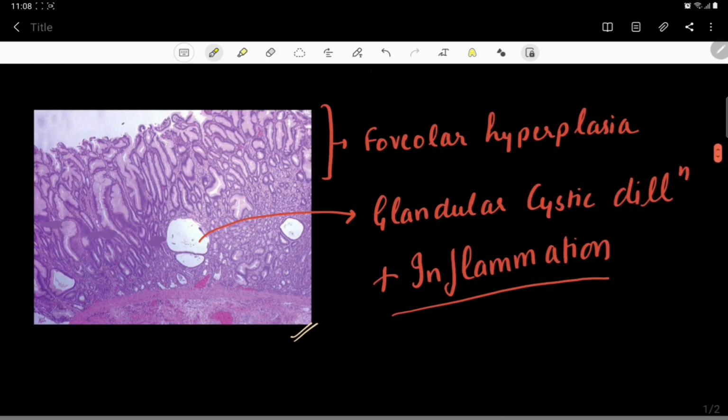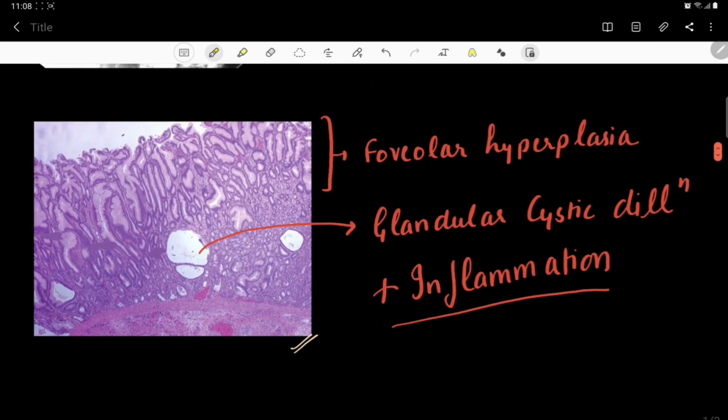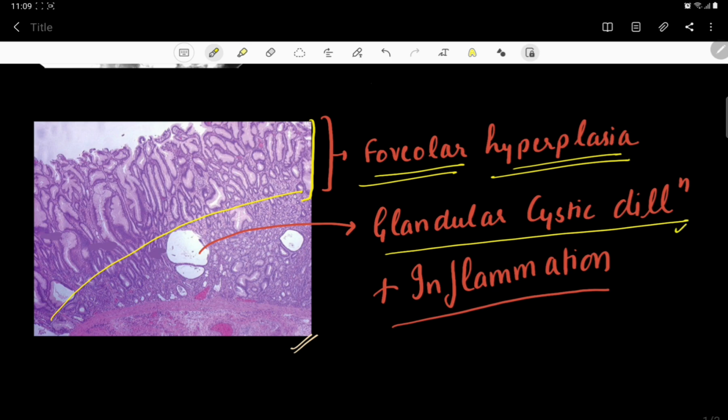Next is the full thickness mucosal biopsy. As you can see, this part here, these are the mucin producing cells, this foveolar hyperplasia. And what this foveolar hyperplasia basically means is the hyperplasia of the mucin producing cells. The next thing that you can see is this glandular cystic dilatations. Plus there are a lot of inflammatory cells, as you can see here. And in the inflammatory cells, there are a lot of eosinophils basically. Characteristically, eosinophils are deposited.